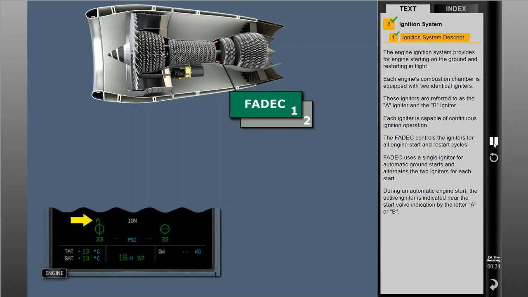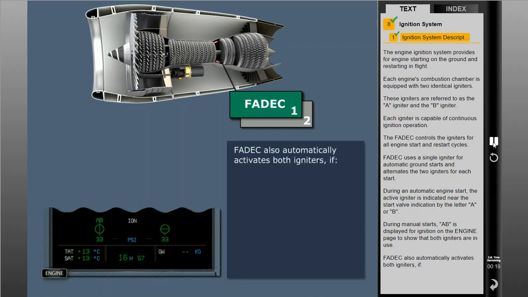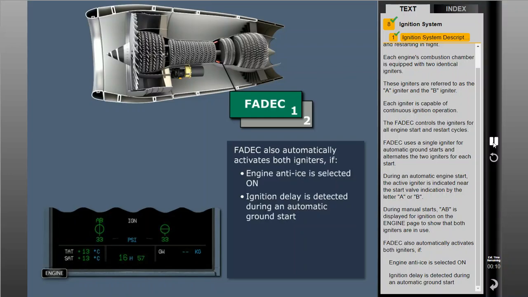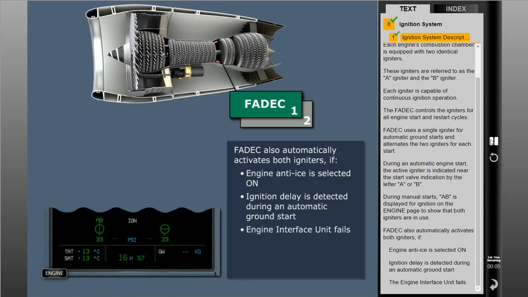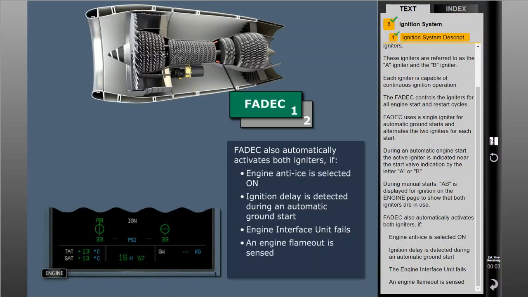During an automatic engine start, the active igniter is indicated near the start valve indication by the letter A or B. During manual starts, AB is displayed for ignition on the engine page to show that both igniters are in use. FADEC also automatically activates both igniters if engine anti-ice is selected on, ignition delay is detected during an automatic ground start, the engine interface unit fails, or an engine flameout is sensed.